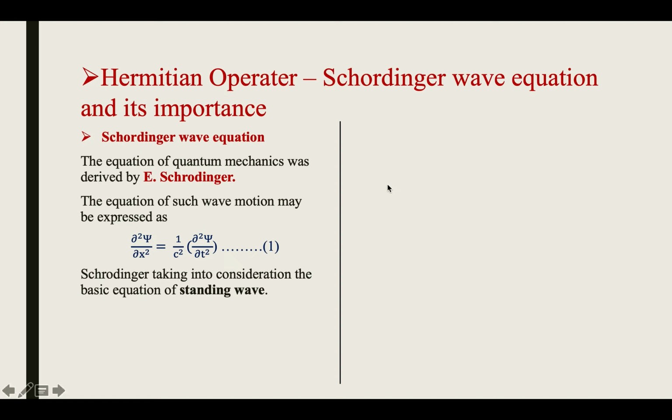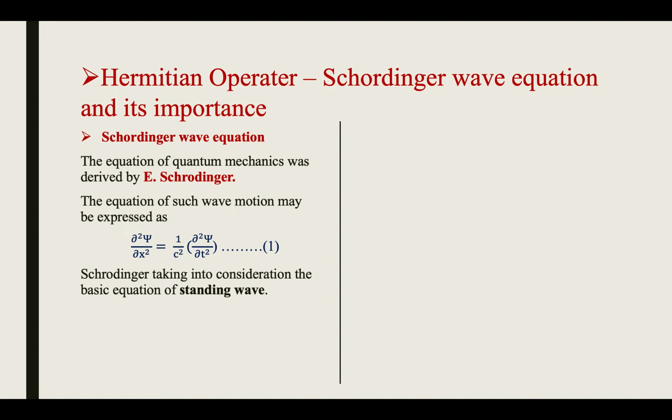The equation of quantum mechanics was derived by Edward Schrodinger. The equation of such wave motion may be expressed as del square psi by del x square equals 1 by c square into del square psi by del t square. This will be equation number 1. This equation is given by Edward Schrodinger.